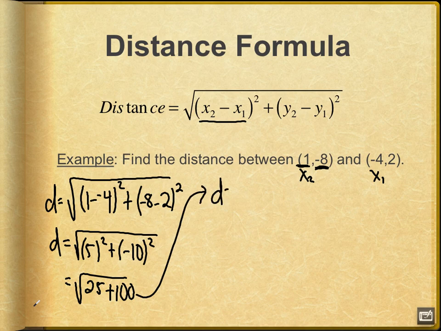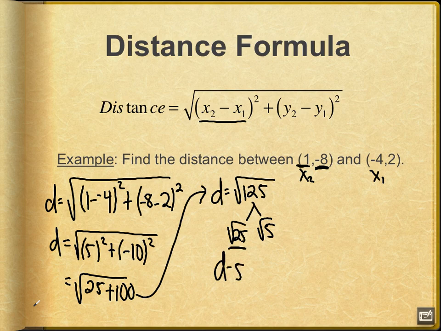Continuing up here, 25 add 100 is 125. Now I need to see, can I simplify this? Yes. What perfect square goes into 125? Hopefully you know that that's 25 multiplied by 5. Now the square root of 25 is 5. And then keep that root 5 because we can't simplify it anymore. So the distance between these 2 points is 5 root 5.